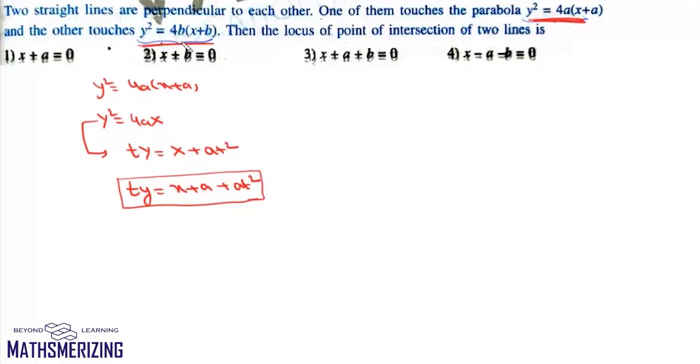Now for this second parabola, which is y square equals 4b x plus b, this equation will be t dash y equals x plus b plus b t dash square.